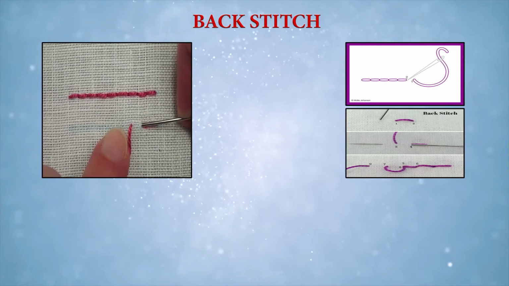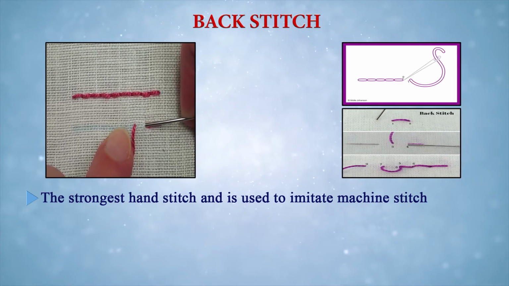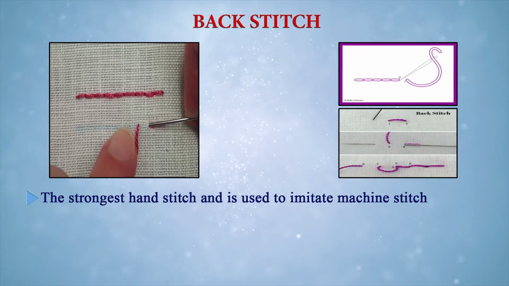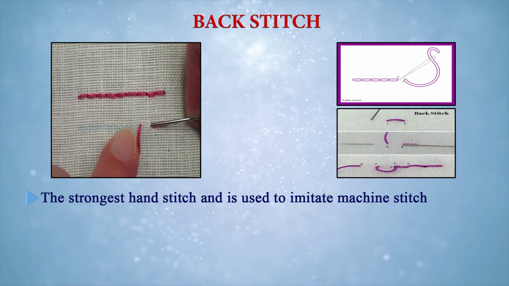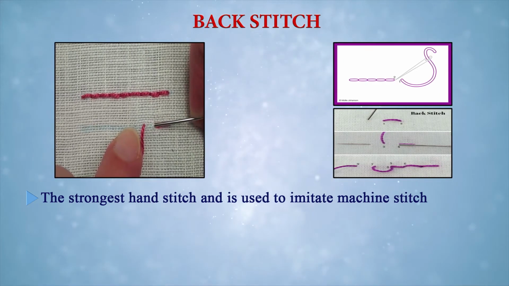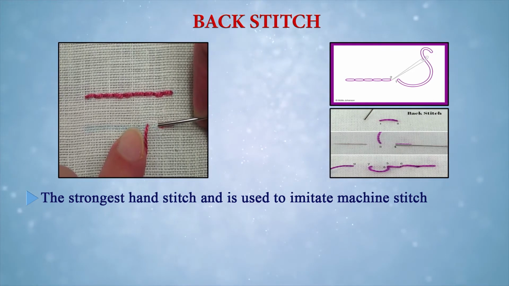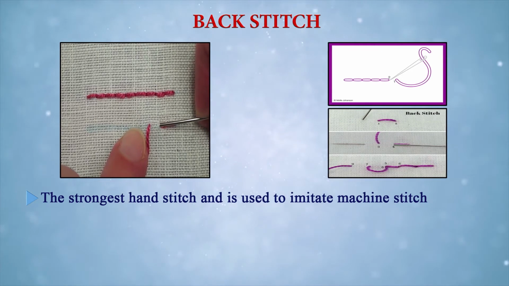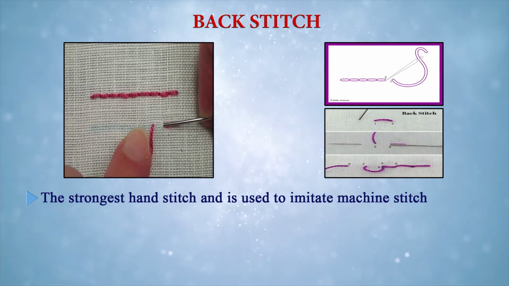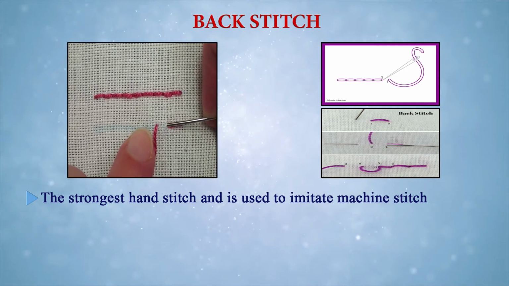The back stitch is said to be the strongest hand stitch and is used to imitate the machine stitch. When we stitch a garment by machine and look at the stitch on the fabric, it is not in a sequence, it is just overlapping. When we create such a stitch by hand, it is very similar to the machine stitch, and it is called the back stitch. As you can see in the picture, this is how a back stitch is developed.